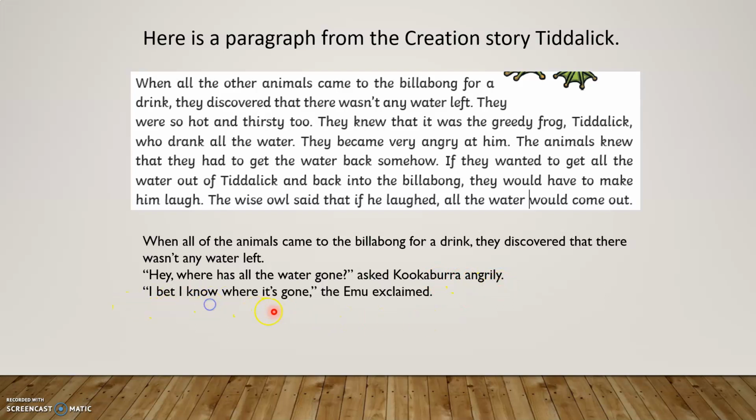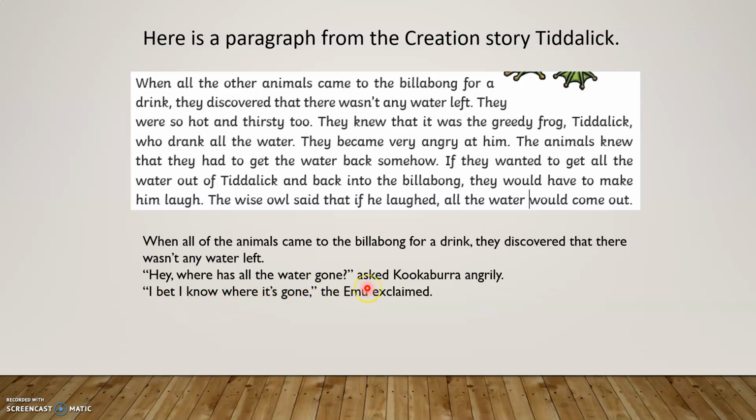"I bet I know where it's gone," the emu exclaimed. Once again, this direct speech is at the beginning of the sentence, so we start with a capital letter. The start of the direct speech has the opening quotation marks. At the end of the direct speech, we put the punctuation, which in this case is a comma. Then close the quotation marks. The emu exclaimed. Now, notice that I haven't just said, "Hey, where has all the water gone?" said Kookaburra. "I bet I know where it is," said the emu.